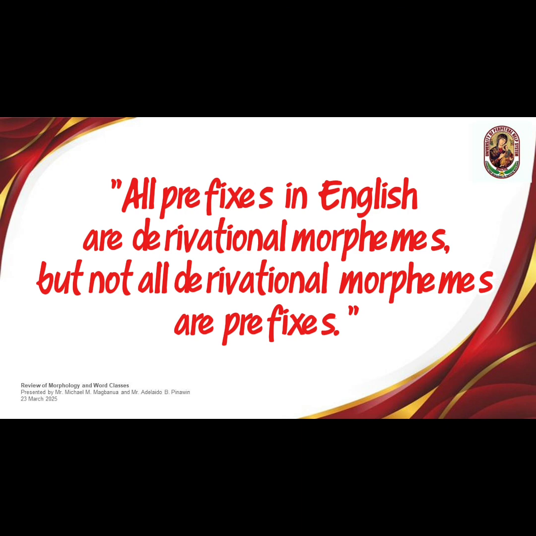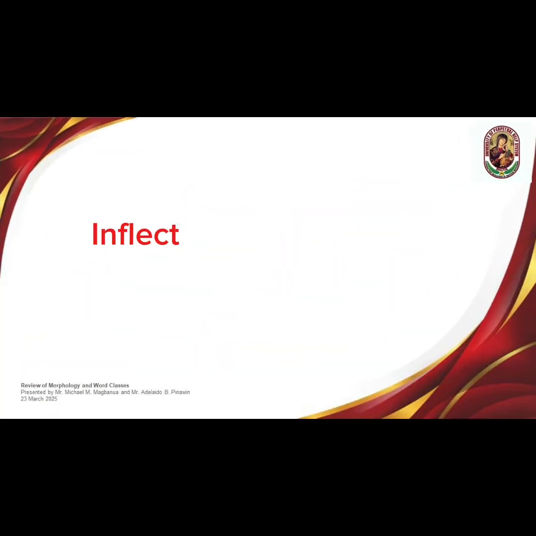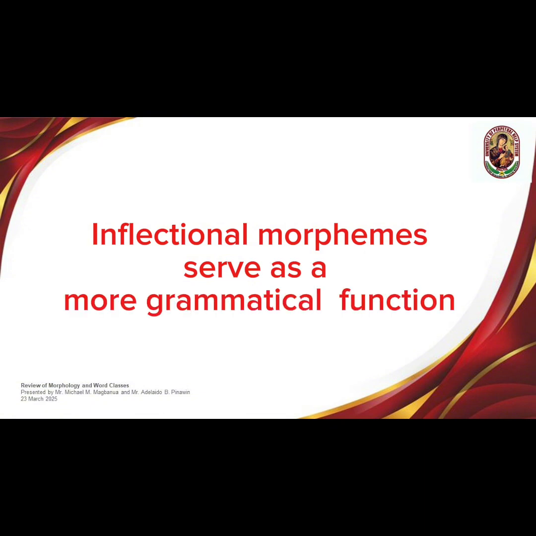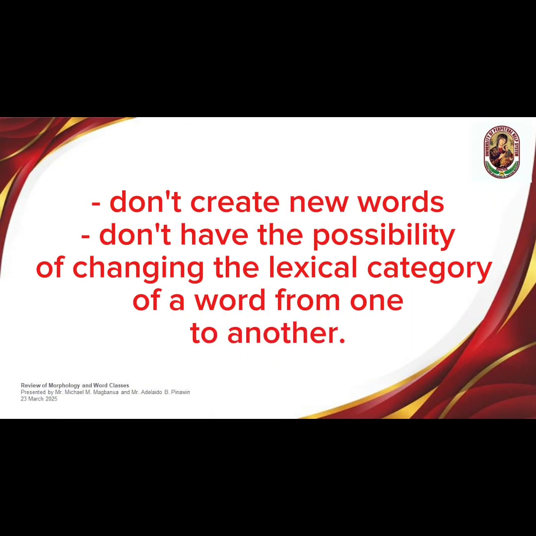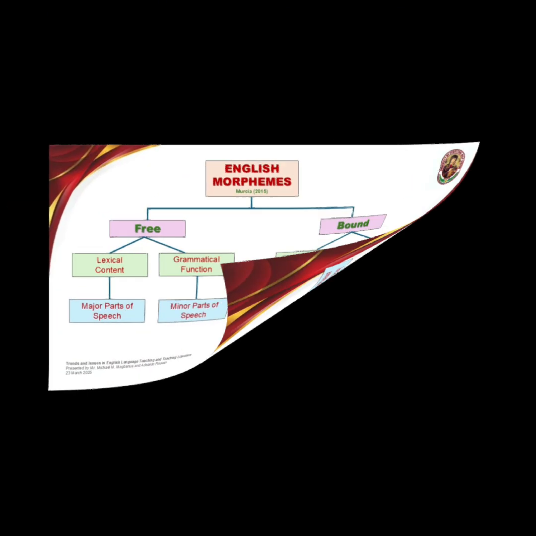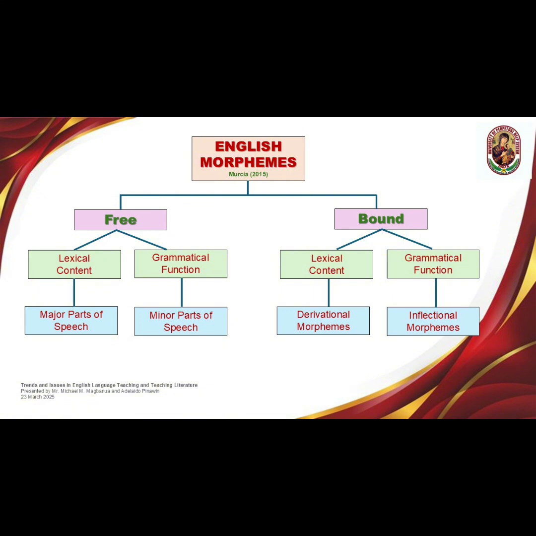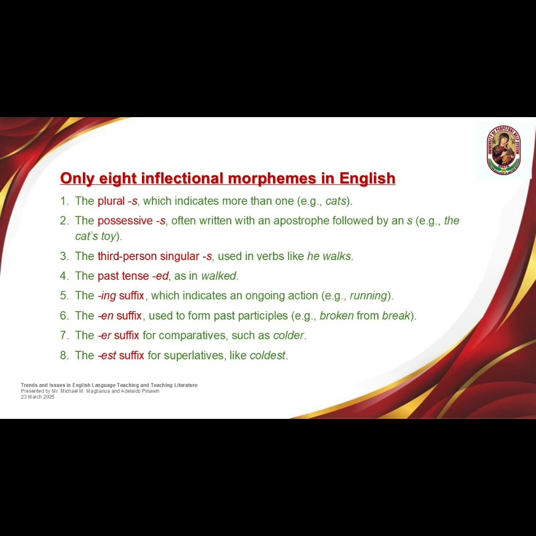Alright, let's talk about the other type of bound morpheme, and that's inflectional morphemes. Inflectional morphemes are sort of like functional morphemes in that they serve a more grammatical function in a language. So these bound morphemes that are inflectional, they don't really create new words. They don't have the possibility of changing the lexical category of a word from one to another. Instead, they have to do with the grammar, what's going on inside the word. In fact, there are really only just 8 inflectional morphemes in English, and they are displayed on your screen.